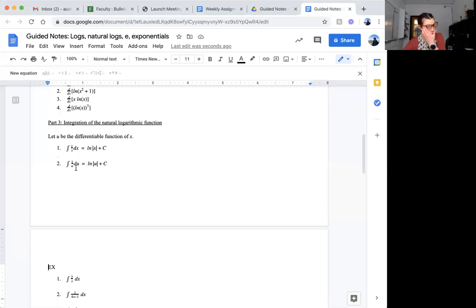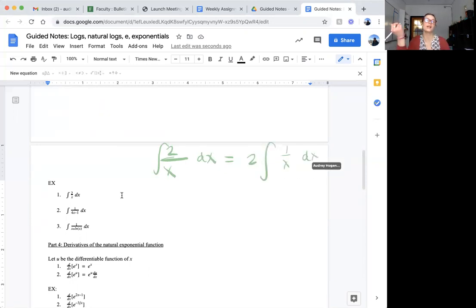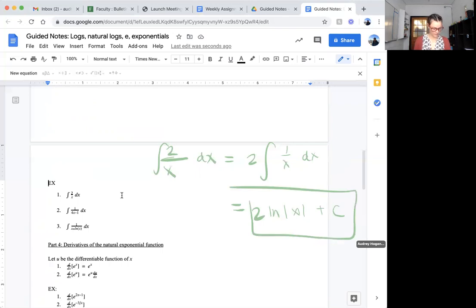And then if you have anything other than x, so u represents any function other than just x, then you'll have natural log absolute value of u plus c. So for instance, the integral of 2 over x dx is equal to, we can pull out that constant of 2, we can actually kind of cheat this and rewrite it as 2 times the integral of 1 over x dx. The integral of 1 over x is natural log absolute value of x, so the answer for this is going to be 2 ln absolute value of x plus c. 2 times the natural log of the absolute value of x plus c.